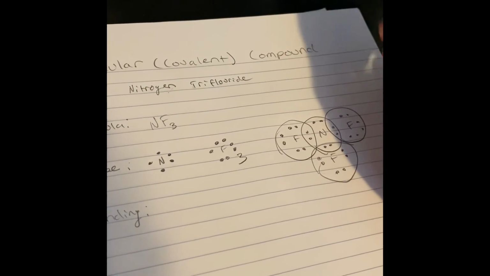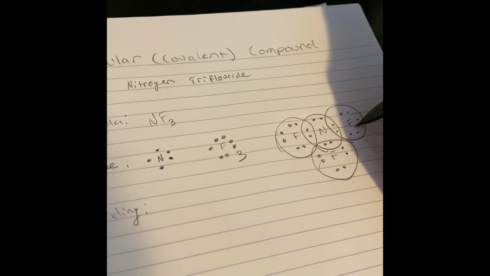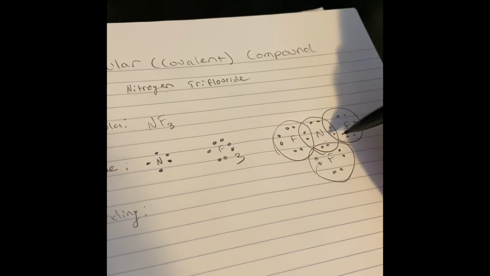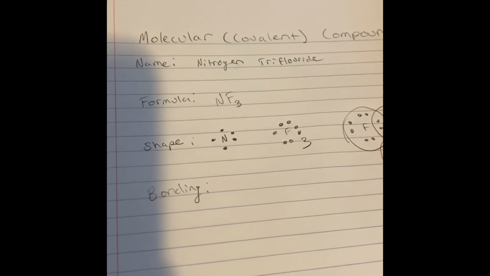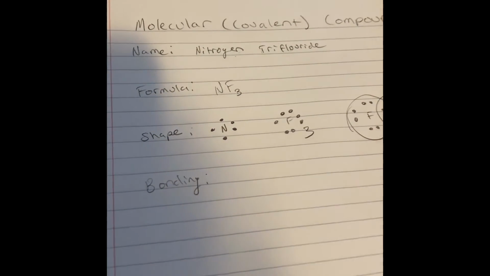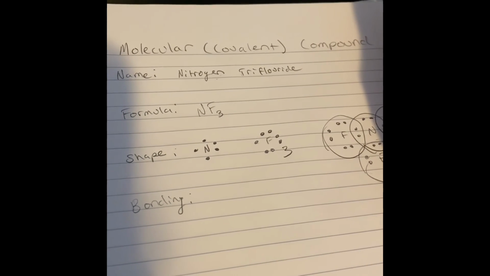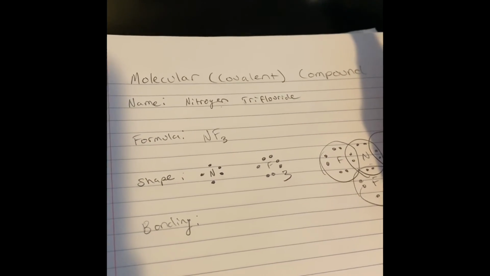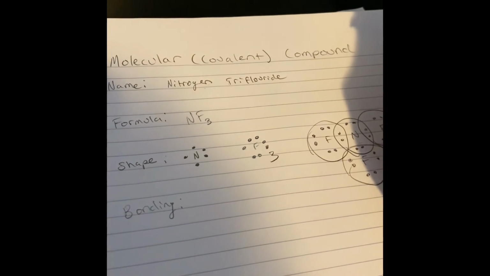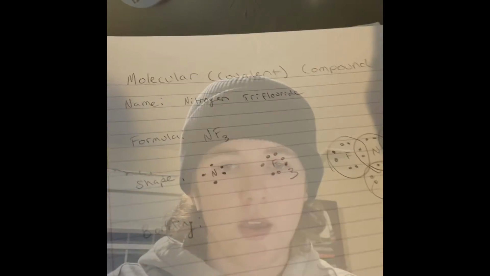The valence electrons of both the fluorine atoms and the nitrogen atom are shared in order to fill this outer circle or outer shell. And once again, it's not due to charging that these atoms are bonded together. It's simply because they fill each other's outer circles and create stability. And I'd also like to mention that in molecular or covalent compounds, there can only be nonmetals.